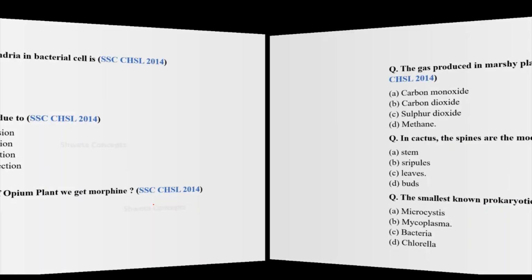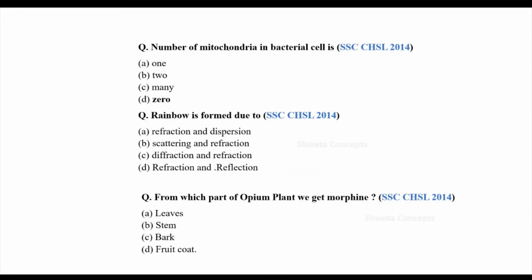Next, the number of mitochondria in bacterial cells is 1. How many mitochondria are present in a bacterial cell? Option A, 1, option B, 2, C, many, and D, 0. Correct answer is option D, 0. There are no mitochondria present in bacterial cells, right? No mitochondria. An additional point here: mitochondria is also known as the powerhouse of the cell, but in bacteria there is no mitochondria found, right?